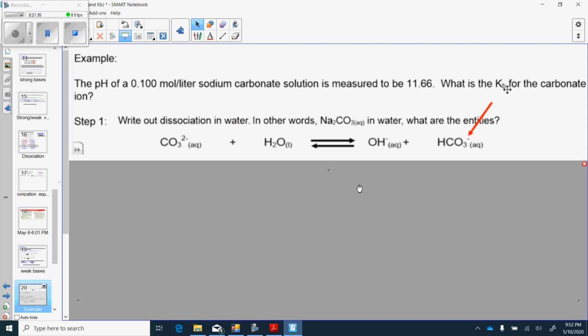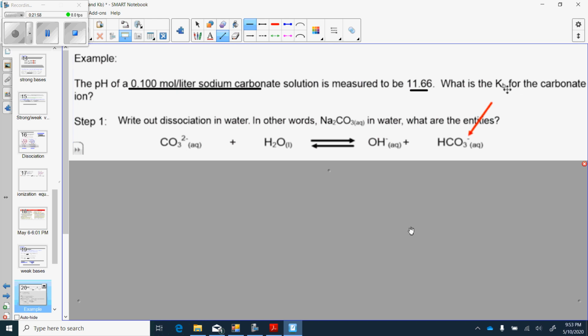Okay, we want to find Kb. What do we need to know? Well, if we get into the habit of underlining what we know up here, we know we have a pH, all right? We know we have a concentration. Sodium carbonate, it's also the concentration of carbonate ion, right? So we've got a concentration there of our base, and we're looking for Kb.